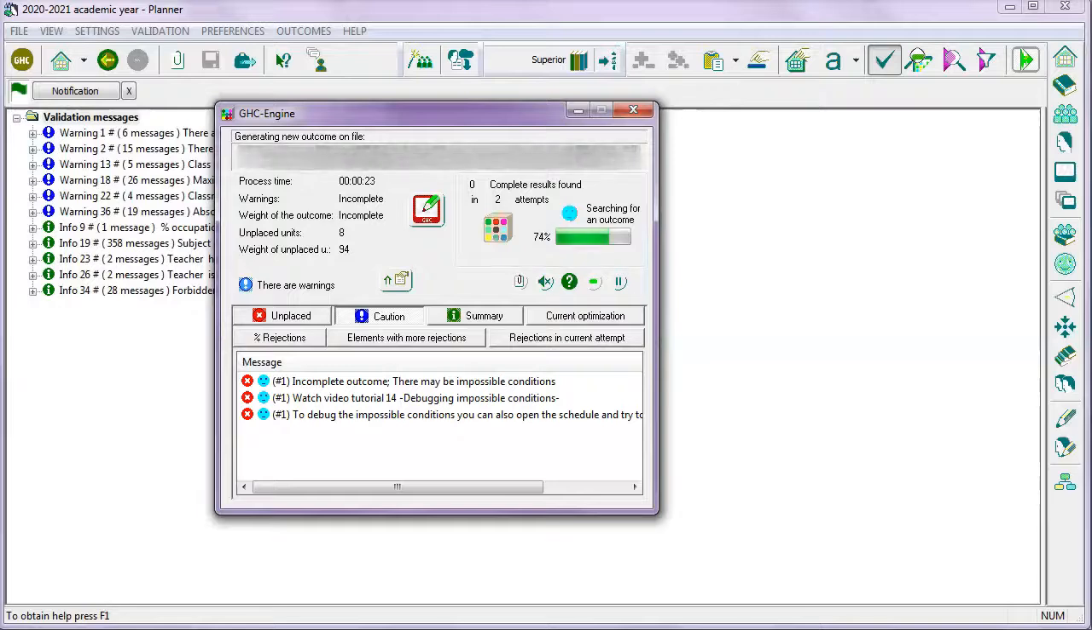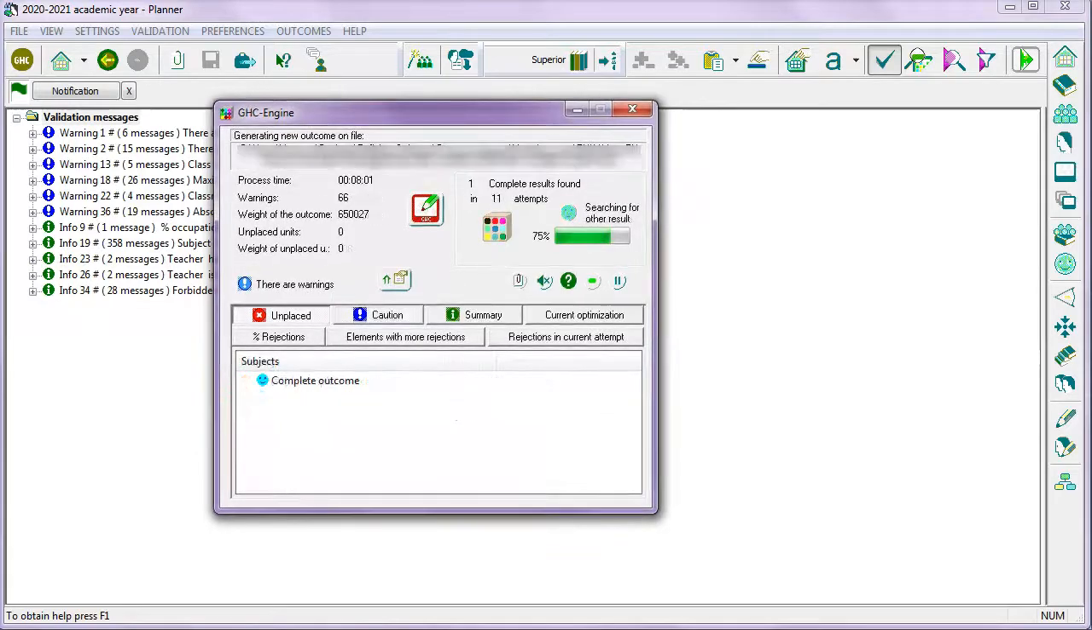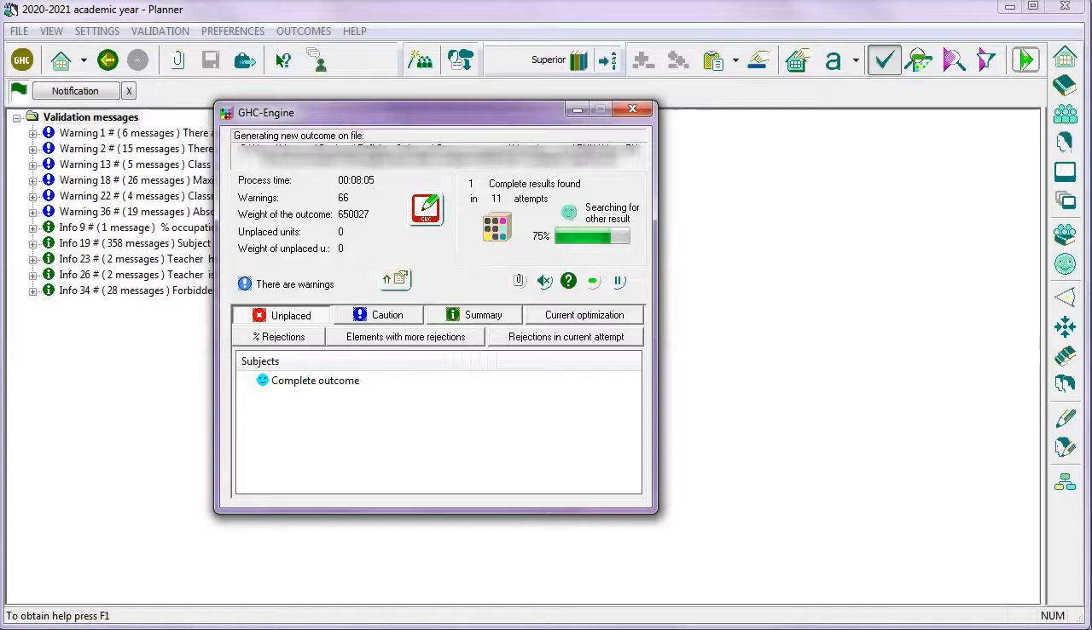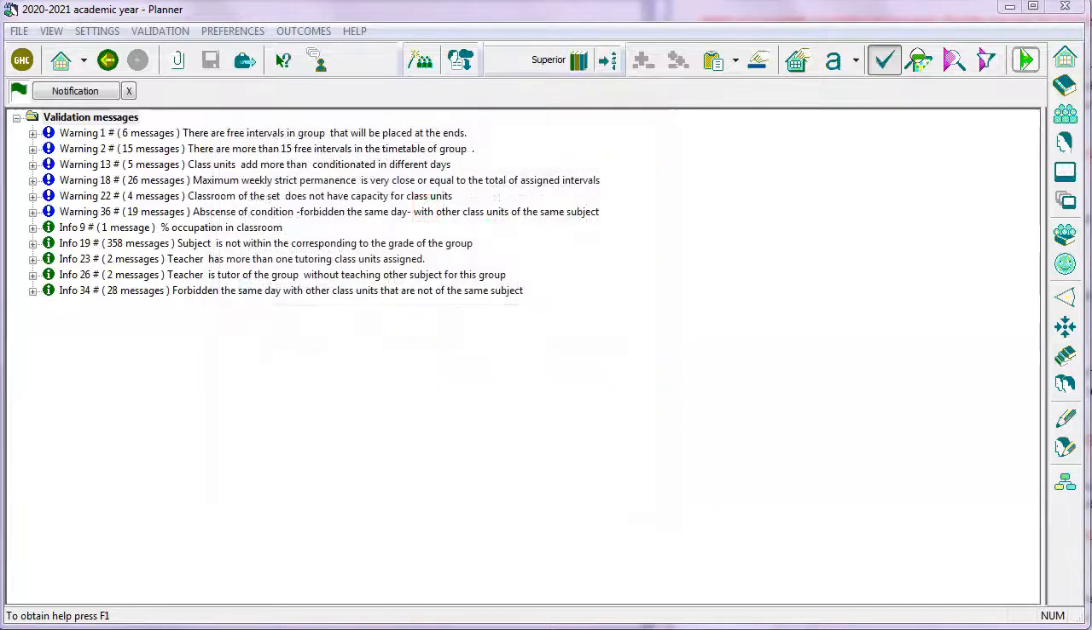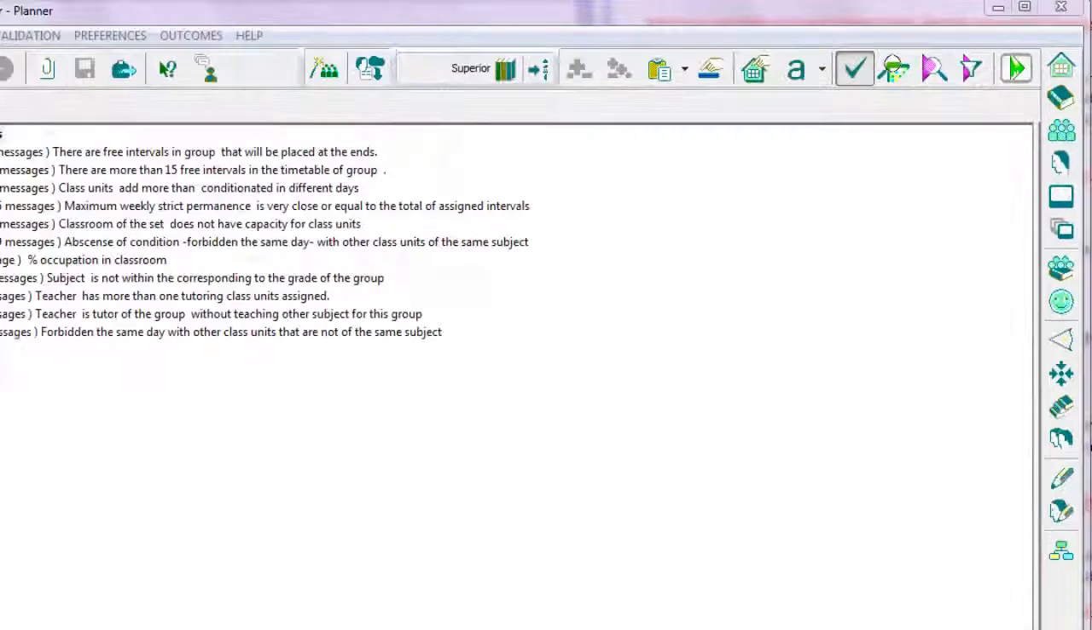to satisfy. There are very complex timetables with solutions that may need more search time. The GHC engine is very powerful, and if the solution exists, it will find it. The problem is that it is not always easy to know if there is a solution, and in the case that it does not exist, to know what prevents it. That's why GHC offers two powerful tools, the analyzer and the debugger.